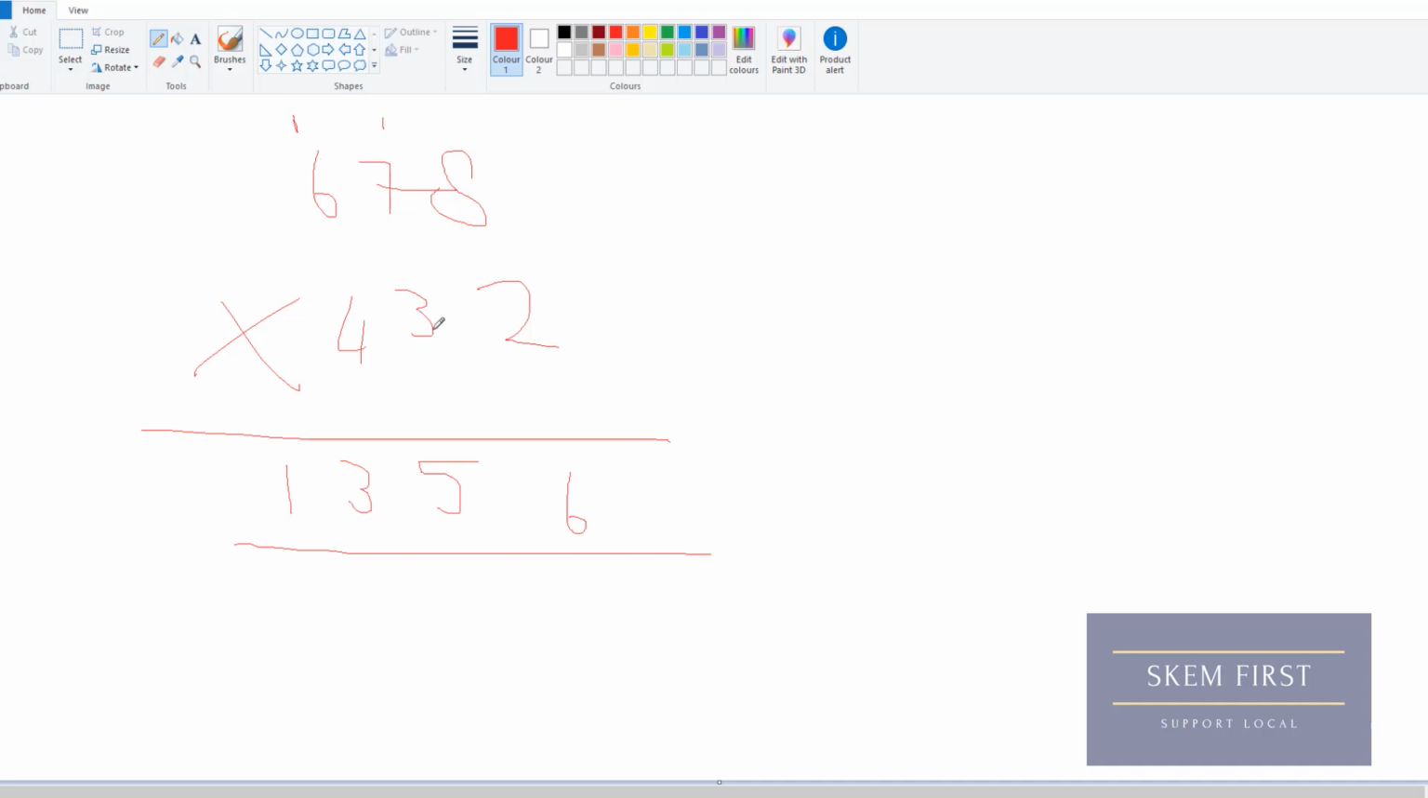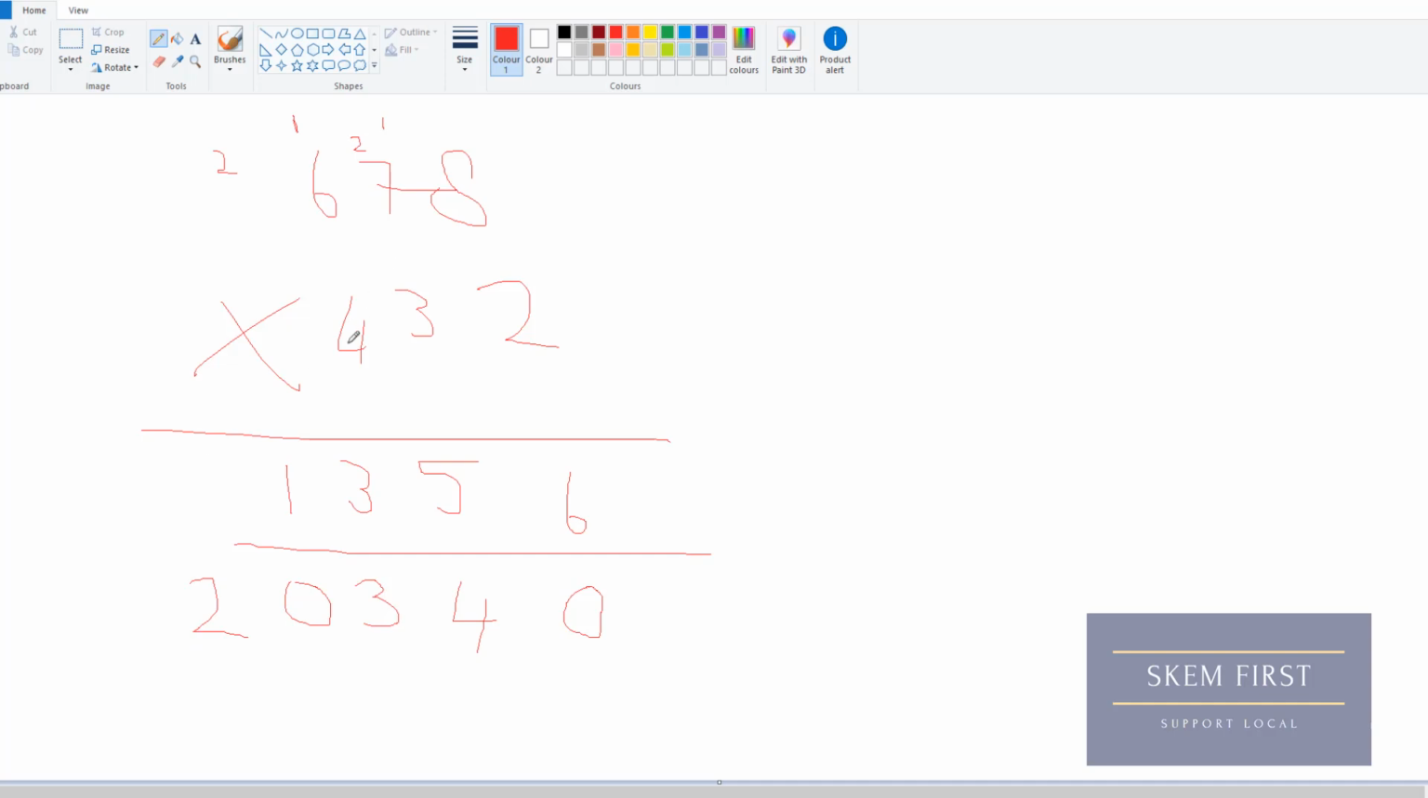Now we need to do the 30 times 678. So let's put the 0 first. 3 times 8 is 24. So we will put the 4 there and carry the 2. 3 times 7 is 21. Let's not forget the 2. So 22, 23. Let's carry the 2. And then finally, 3 times 6 is 18, plus 2 is 20.